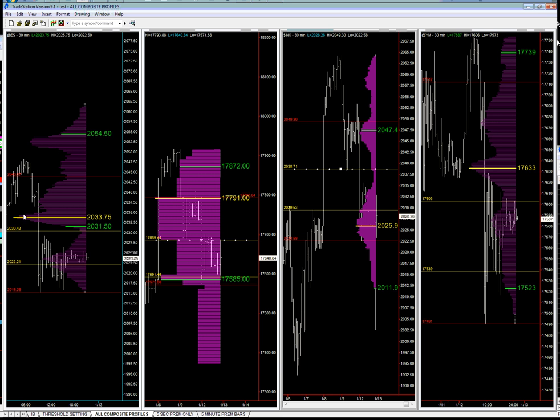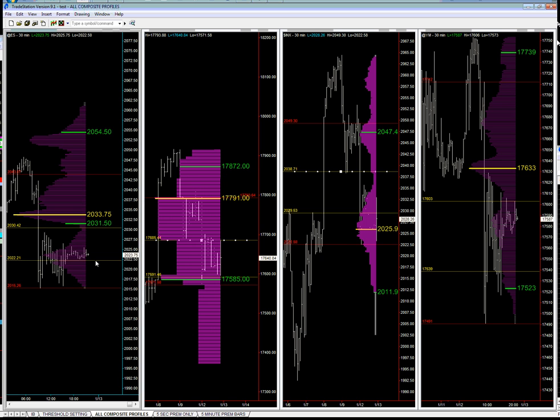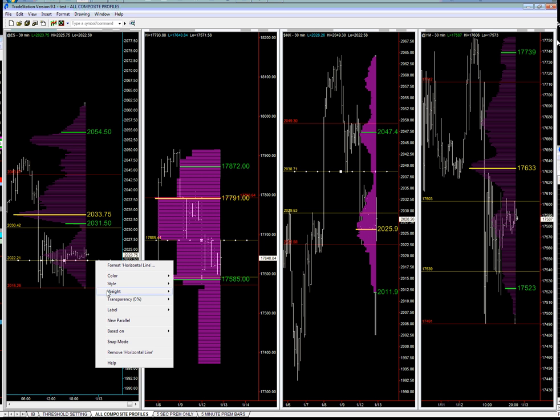And 2033, that shouldn't be too hard to reach. It's only 10 points above where we are right now. So depending on what happens in the overnight market, that's going to say a lot about where the market is going to move tomorrow. And we'll just have to see. So that's a quick analysis of the day.